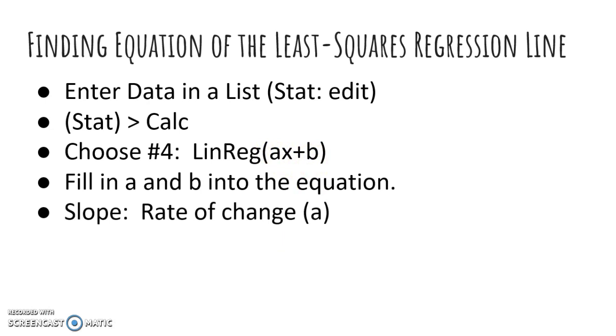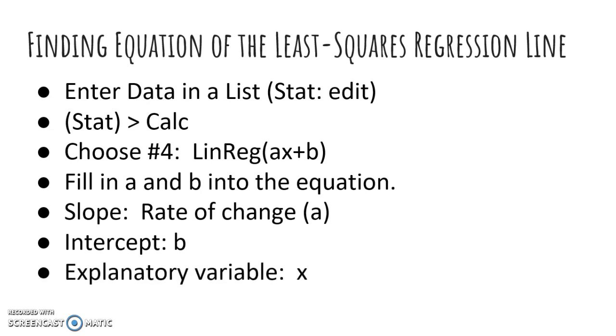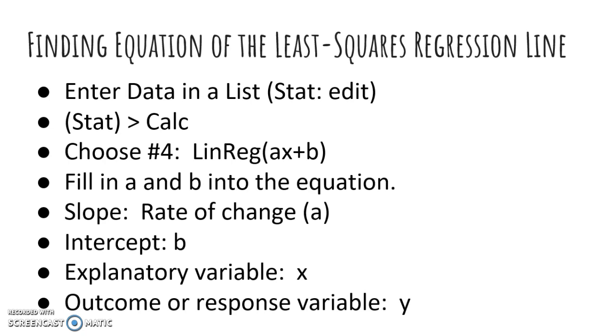Slope is the rate of change. The y-intercept is b. The explanatory variable, if you see anything talking about that, is x, and the outcome or response variable is y. We also talked about, in the linear equations video, if you watched that, how x was the independent variable and y was the dependent variable.